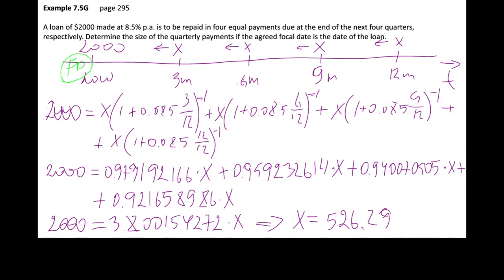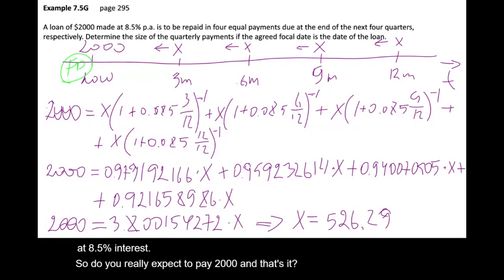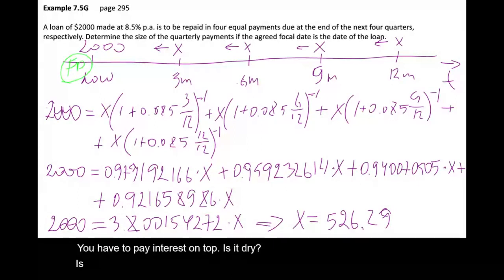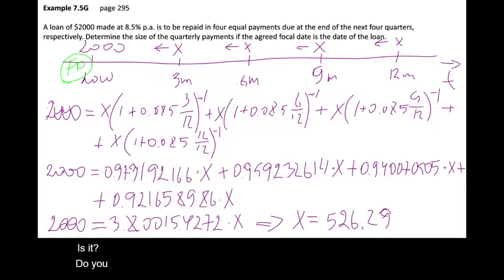No for focal date. Okay, let's play this game again. Say I borrowed $2,000 at 8.5% interest. So do you really expect to pay 2,000 and that's it? You have to pay interest on top. Is it right? Do you understand that part? Okay, so the question is how much interest you're going to pay.